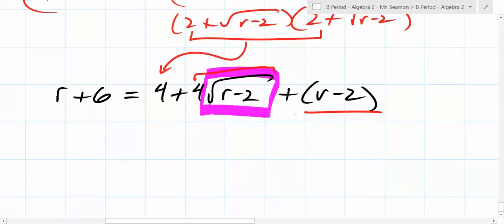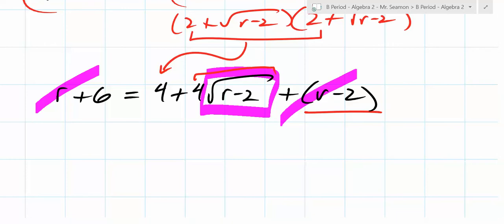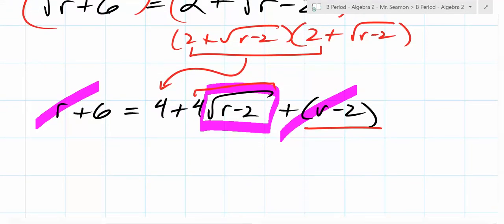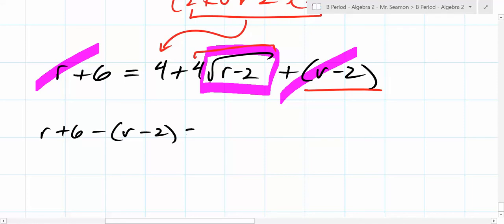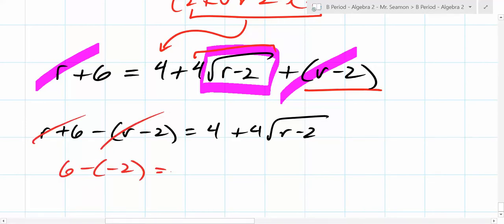So look, there's an r right here. Could we just cancel that and that? What would happen if you just subtracted r minus 2 and put it onto the other side, so it's r plus 6 minus r minus 2? You can do that, and then you get rid of the r. Mathematically, you could have r plus 6 minus r minus 2 equals 4 plus 4 root r minus 2. But then look, what's r minus r? They're gone. But then you have 6 minus -2 equals 4 plus 4 root r minus 2.